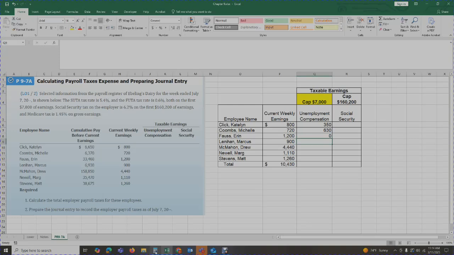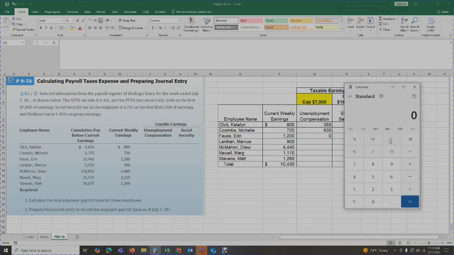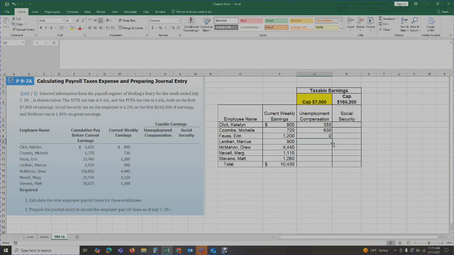Let's look at Marcus. Marcus has earned $6,930. Remember, the cap for unemployment is $7,000. We subtract the $6,930. That means that only $70 will be taxable for unemployment purposes.